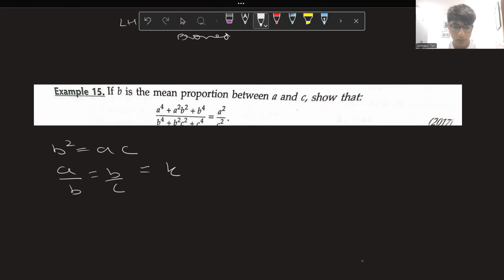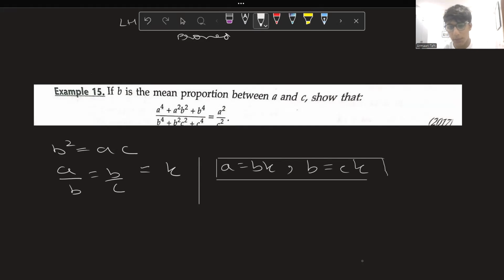Therefore, A equals BK and B is equal to CK. Okay, we're going to be using this everywhere. I'm just going to put this in a box. Please always remember to do this step.